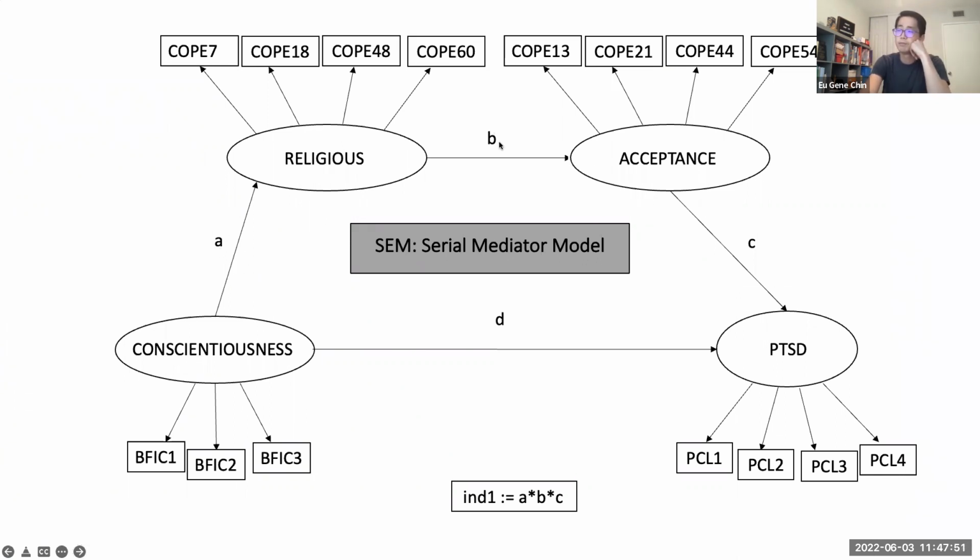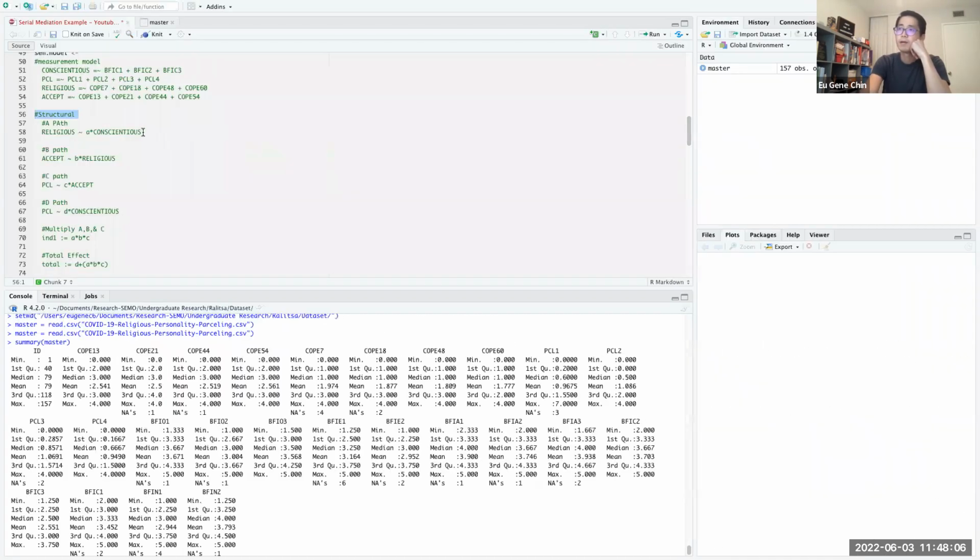We have path A, path B, and path C. To get an index of the indirect pathway, we need to multiply pathway A with pathway B with pathway C. So pathway A, we need to specify what it is. Pathway A is basically religious coping being regressed on conscientiousness. When you just have a tilde, that means regressed. And the asterisk A means we're going to call this structural parameter A, because we need to refer back to this later when we want to tell R to multiply those pathways to get the indirect effects.